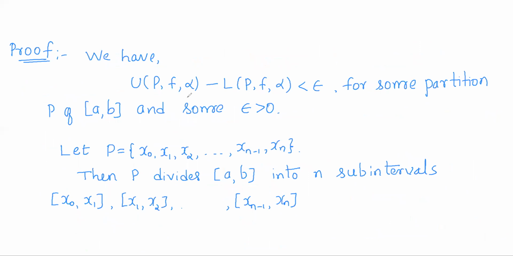Given U(P, f, alpha) minus L(P, f, alpha) is less than epsilon for some partition P of the closed interval [a, b] with respect to some epsilon positive. So this is what they have given. Now take the partition P as x0, x1, x2, ..., x_{n-1}, xn. As we have discussed many times, any partition of a closed interval [a, b] divides that closed interval into subintervals. Here also, as P contains n plus 1 points, P divides the closed interval [a, b] into n subintervals: x0 to x1, x1 to x2, and so on, x_{n-1} to xn.